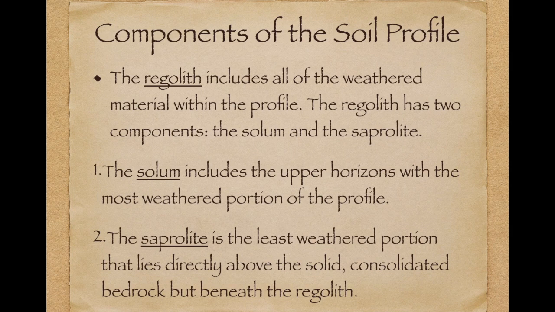Now, there are a couple terms here that you do need to be aware of. The regolith is primarily illustrated as all the weathered material within a profile. Basically, it has two parts. It has the solum and the saprolite, and we talked about the saprolite in horizon C. So the solum, this is going to be the upper horizons, and then the saprolite are going to be the lower horizons, okay, the least weathered portions.